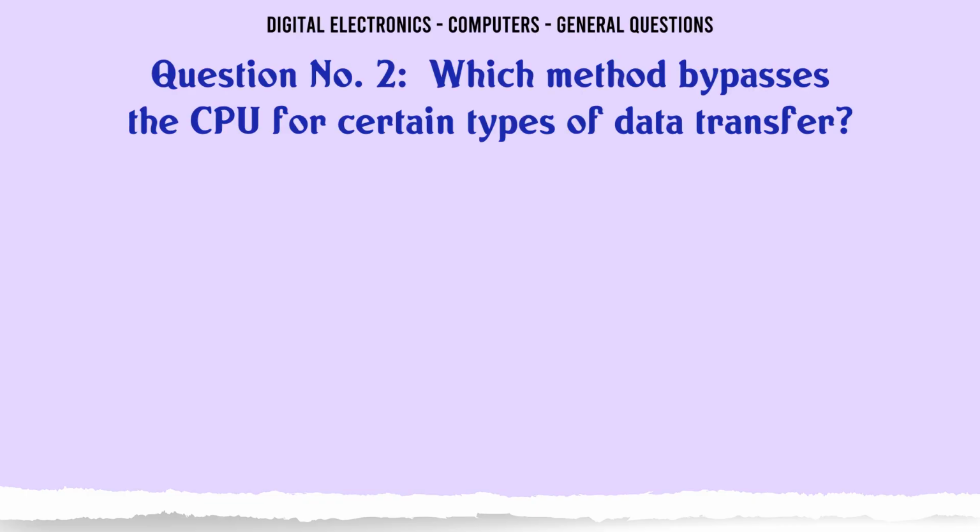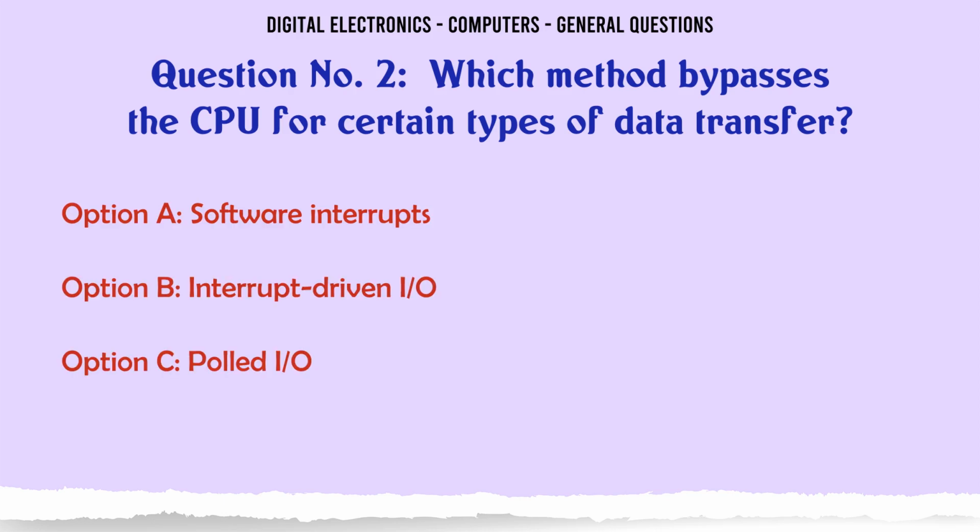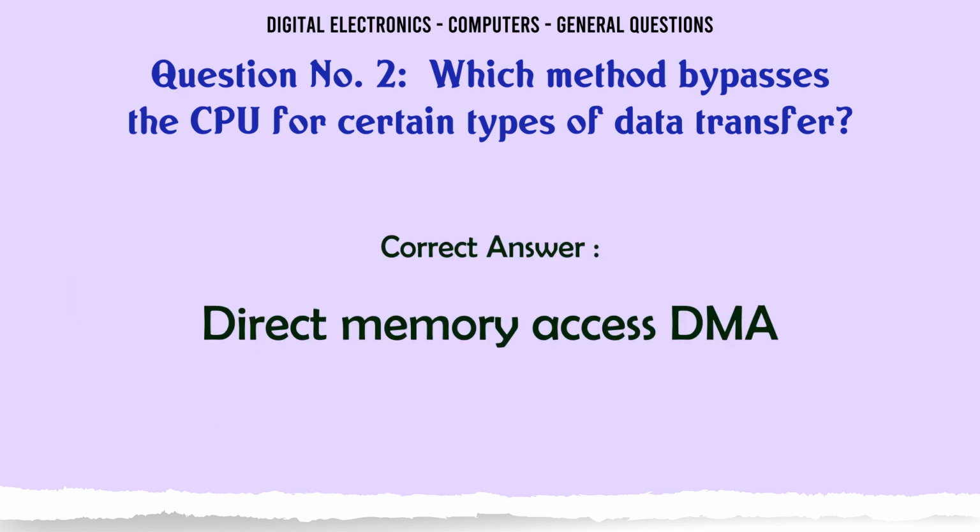Which method bypasses the CPU for certain types of data transfer? A. Software interrupts. B. Interrupt-driven I/O. C. Polled I/O. D. Direct memory access, DMA. The correct answer is direct memory access, DMA.